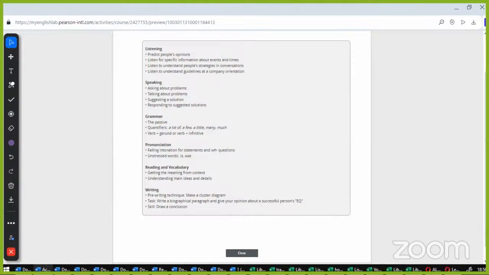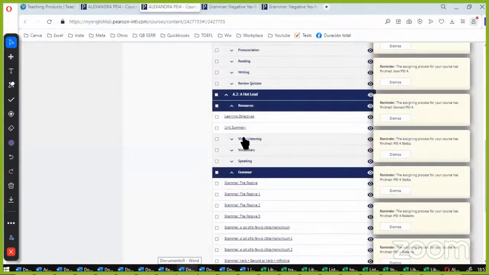Pronunciation, following intonation for statements and WH questions. Unstressed words, is, was. Reading and vocabulary, getting the meaning from context, understanding main ideas and details. Writing, pre-writing technique, make a cluster diagram. Task, write a biographical paragraph and give your opinion about a successful person's EQ. Skill, draw a conclusion. Okay, any questions maybe? No, it's okay, teacher.